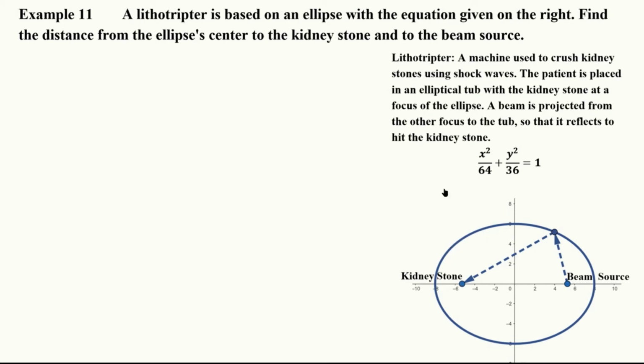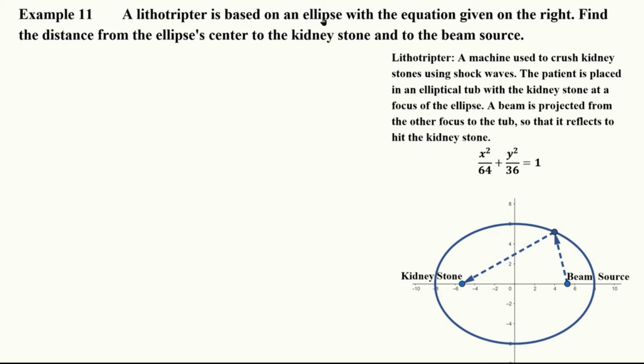And the equation of this particular one is given here: x squared over 64 plus y squared over 36 equals 1. We want to find the distance from the ellipse's center to the kidney stone, as well as to the beam source. Of course, as you know, those two distances are the same, and this is actually a very, very simple problem. It's a perfect example of something that sounds real scary and complicated, but it's really, really simple. So I want you to actually pause and see if you can handle this on your own, and then come back and see if we basically did the same thing.